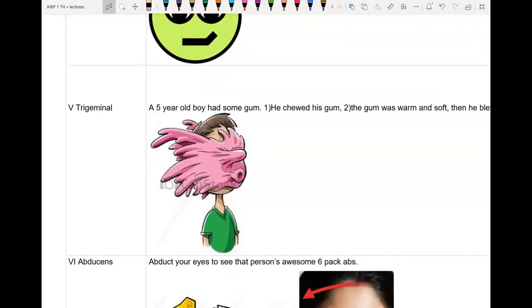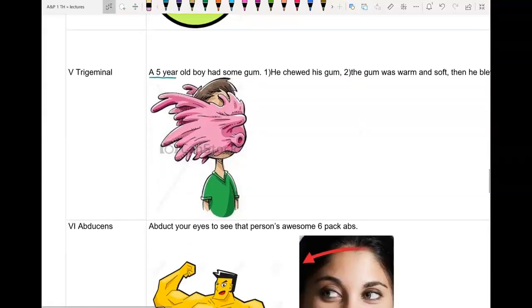Okay, then the fifth one is trigeminal. And I know this is kind of tricky because you think a tri, it should be 3, but it's not. It's number 5. So that's why I have a 5-year-old boy, so you can remember it's number 5. Okay, he chewed his gum. So this nerve stimulates the masseter muscle, which is what makes you chew.